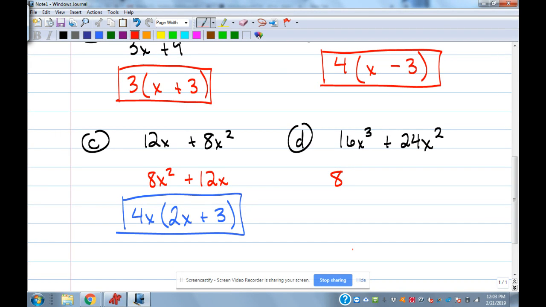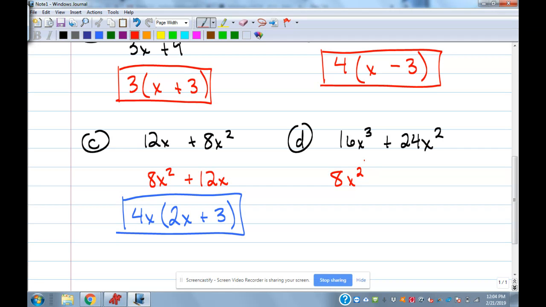What else do they have in common? How many of them? The first one has 3. The second one has 2. How many could they pair up? I could only match up 2 of them, right? So there's an x squared in common.